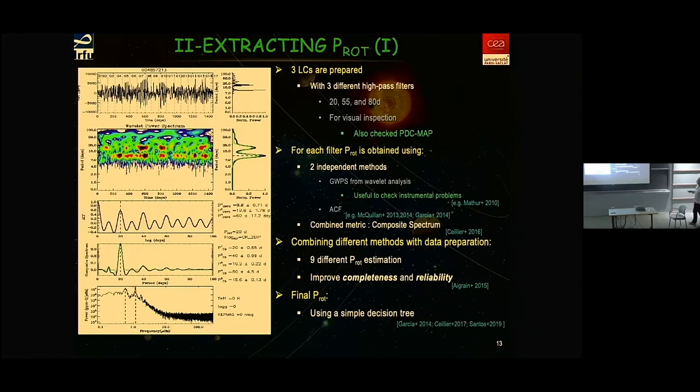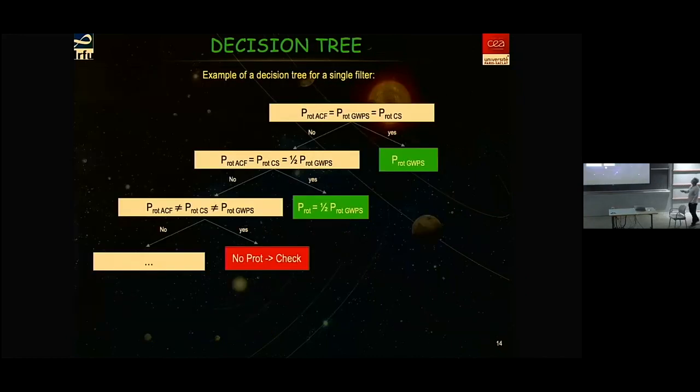So how do we do that? We do that by using a simple decision tree. That has been done since nearly 10 years ago. This is an example of this decision tree, in which we have, for just one filter, the 3 rotation periods we have. If everyone agrees, yeah, got 3, you have a win. You have a rotation period.